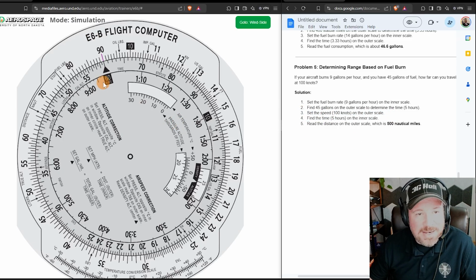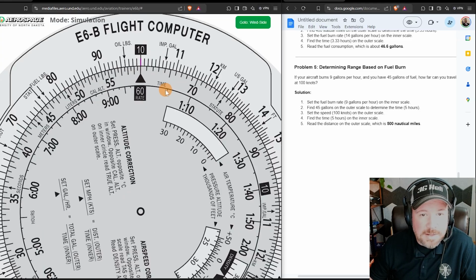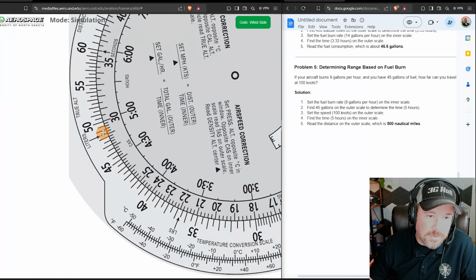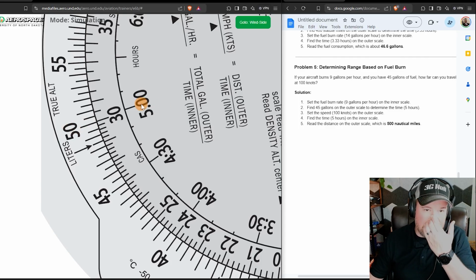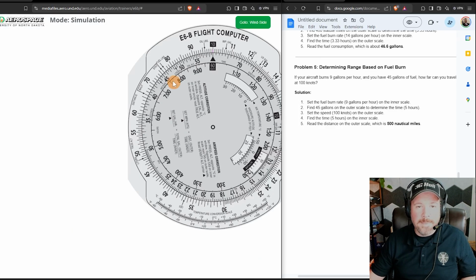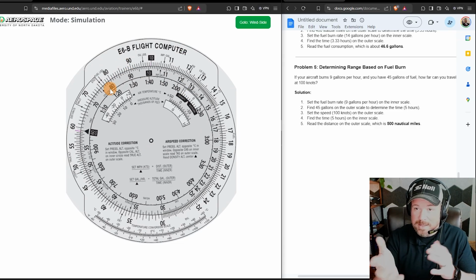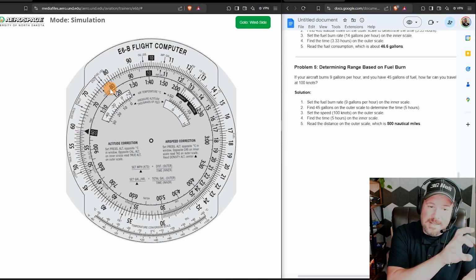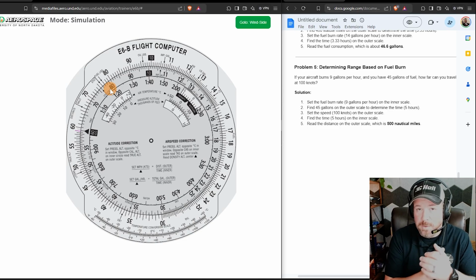So set the speed at 100 knots. Right up here at the top, looks good. And we have 5 hours on the inner scale. Where'd that go? It's over here. So we can travel 500 nautical miles on this outer scale since it's under the 5. Okay. So sometimes you're going to have to do multiple conversions. The last two problems were phenomenal in understanding that there's a gallons per hour time component with a time distance measurement component as well.